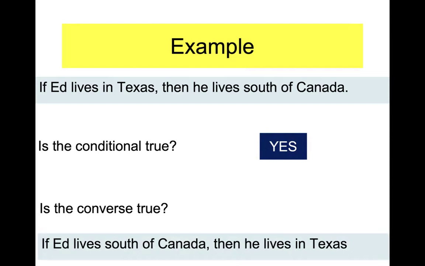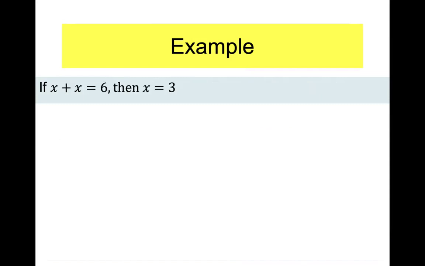And clearly that doesn't necessarily hold true. We just need to come up with one counterexample. If he lives south of Canada, he could live in California. And if he lives in California, he doesn't live in Texas. So there's your one counterexample to disprove that statement. Just because the conditional is true does not mean that the converse is true, or vice versa. Just because the converse is true doesn't mean it makes the conditional true.